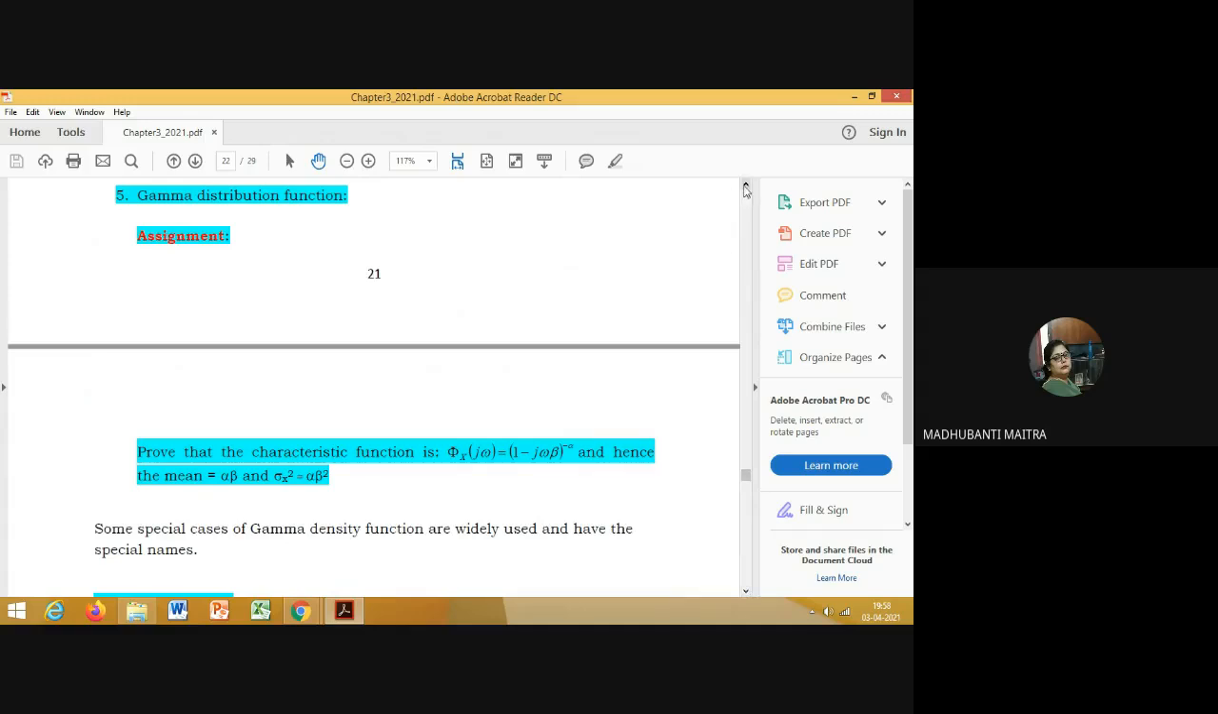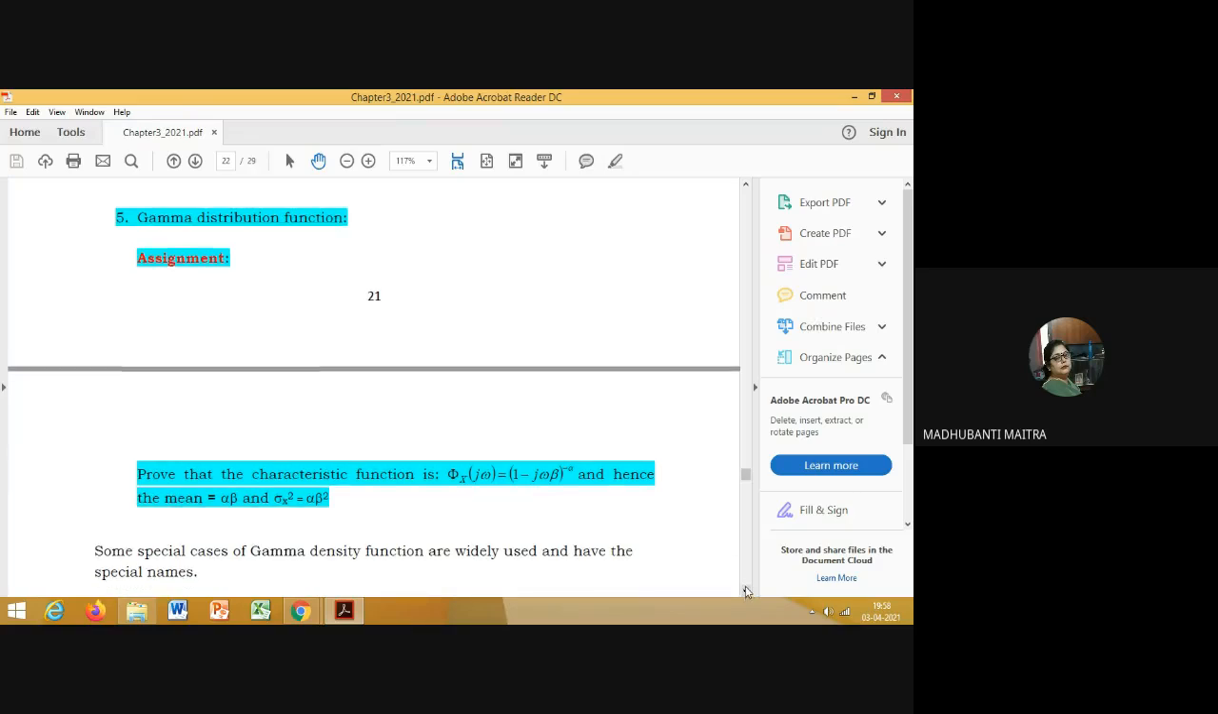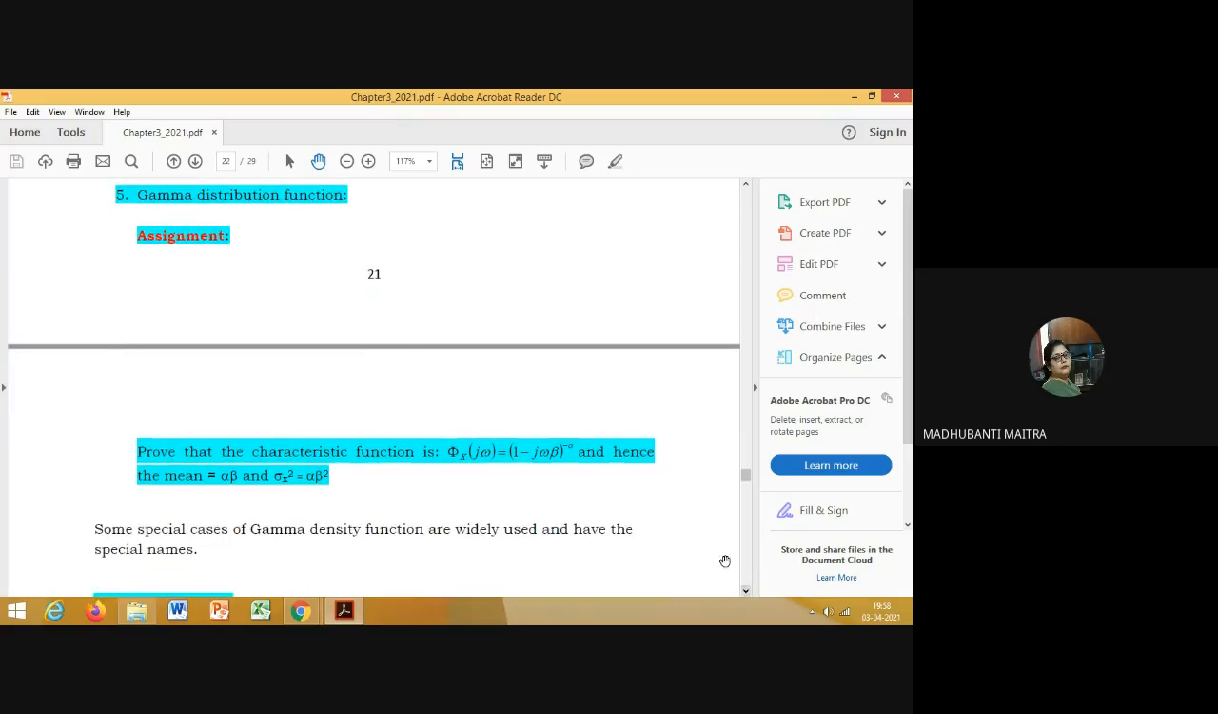Now the next assignment is for the gamma distribution function. Purposely, I have not discussed the characteristic function or the moment generating function, or how to find out the expectation and the variance of this gamma distributed random variable x. So that is given as your assignment.